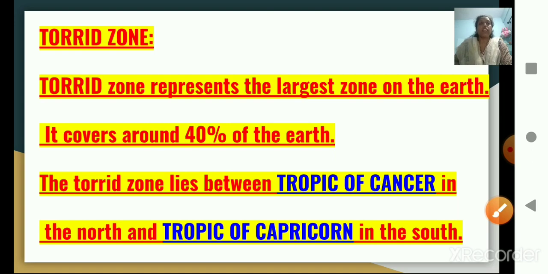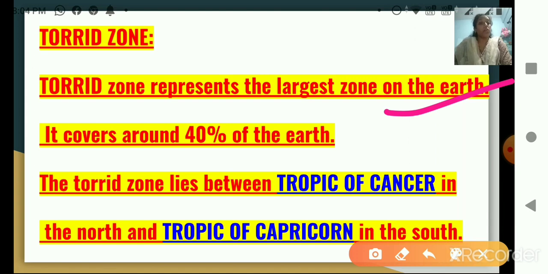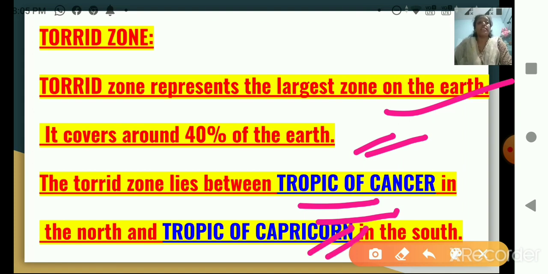Let us see in detail one by one. Torrid zone. Torrid zone is also called tropical zone. Okay, torrid zone represents the largest zone on the earth. It covers around 40% of the earth. The torrid zone lies between Tropic of Cancer in the north and Tropic of Capricorn in the south.